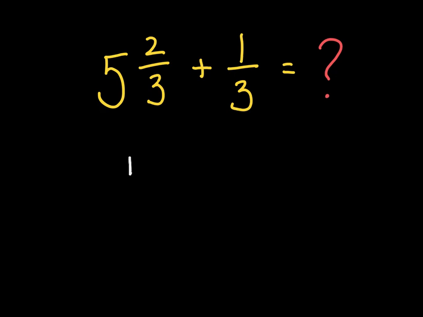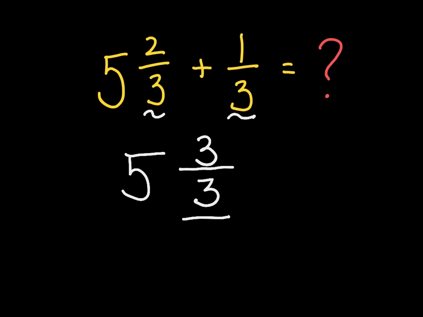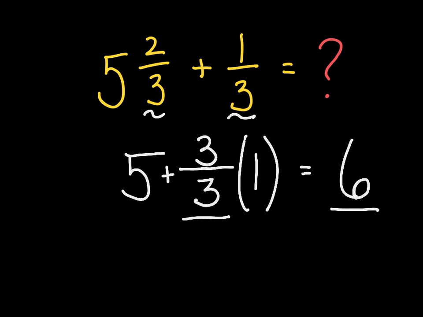Next one, 5 2/3 plus 1/3. All right, so let's just bring down our whole, our 5, and our denominators are alike, so that stays the same. And our numerator is 2 plus 1 is 3. Aha. So now we have 5 3/3. But what do we know about that? We know when the numerator and the denominator have the same number, it's equal to a whole. So 5 plus 1 is 6. So 5 2/3 plus 1/3 is equal to 6 wholes.